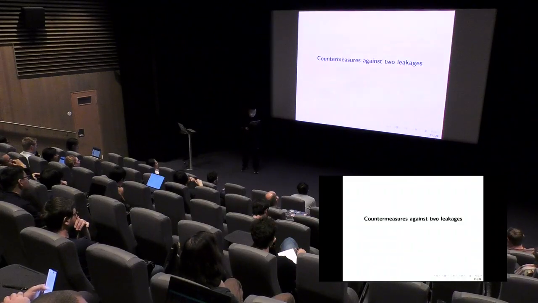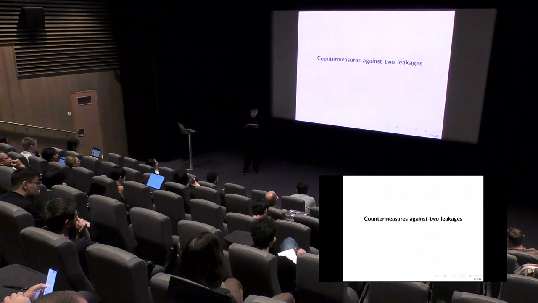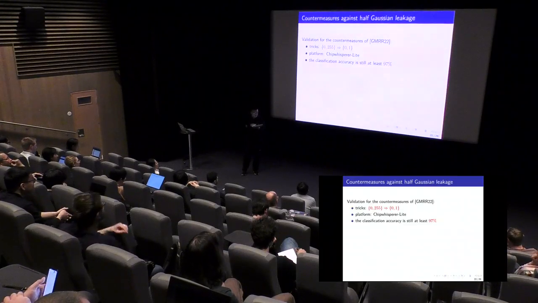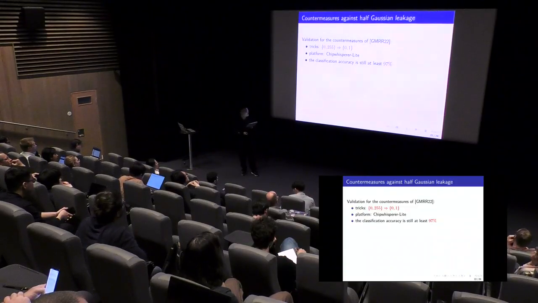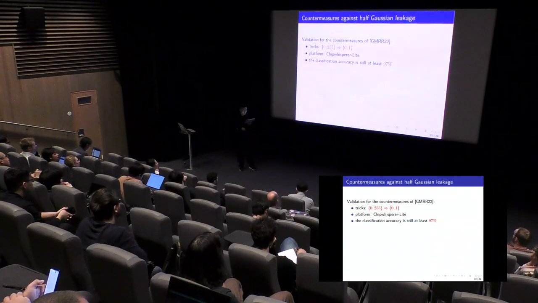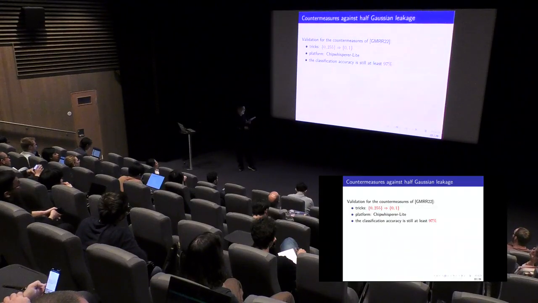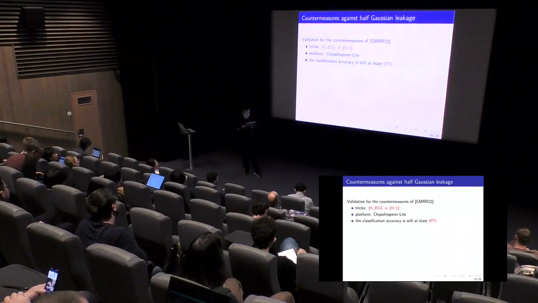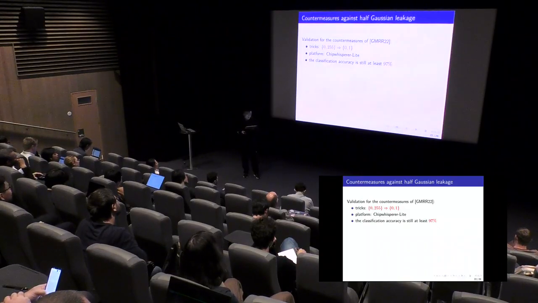And finally, we propose effective and easy-to-implement countermeasures against both half Gaussian leakage and sign leakage. For the half Gaussian leakage, the CHES work proposed a simple trick to mitigate this kind of leakage. They encoded the sign bits with the binary bit instead of 0 to 255. However, we validate their tricks on ChipWhisperer, and the classification accuracy is still at least 97%.